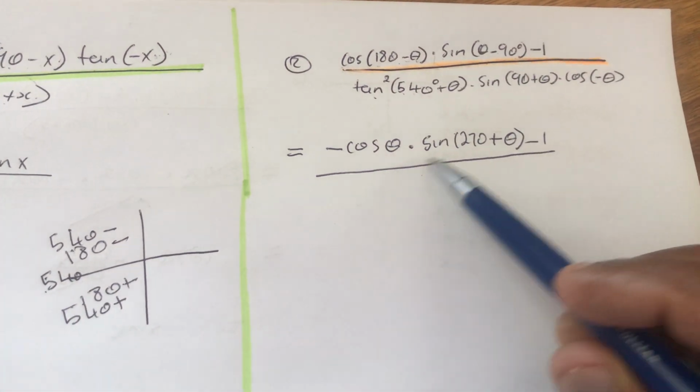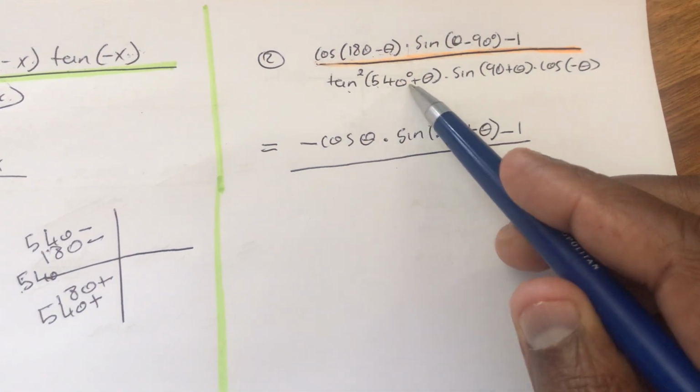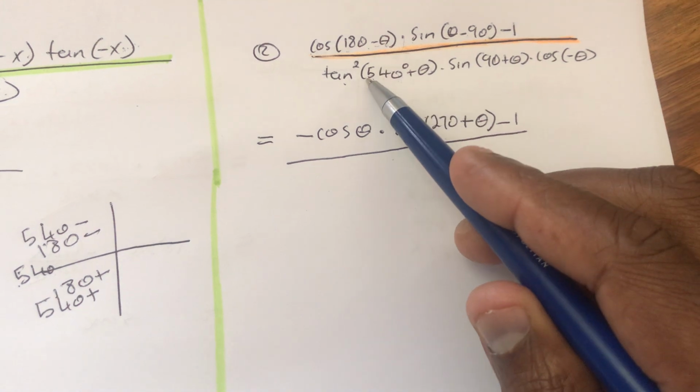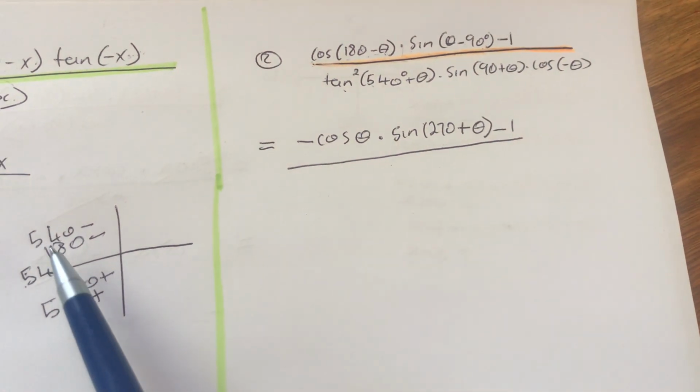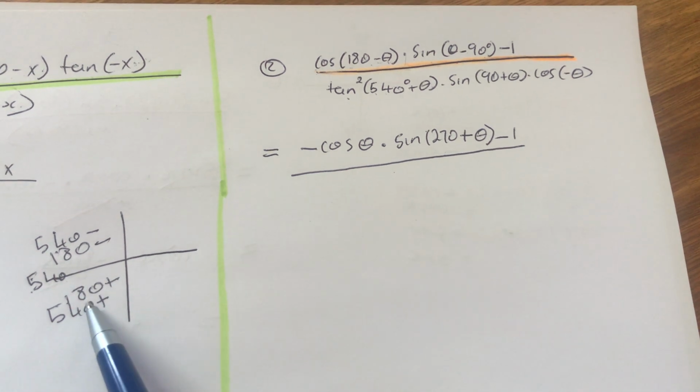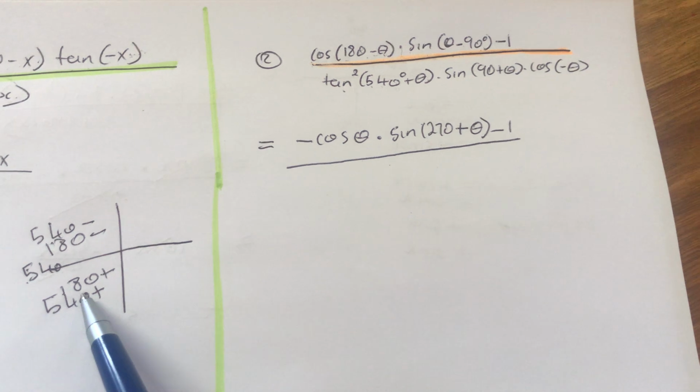So now you can say, oh, the tan squared of 540 plus theta, 540 plus theta, it can lie here in the third quadrant, and then tan is positive.